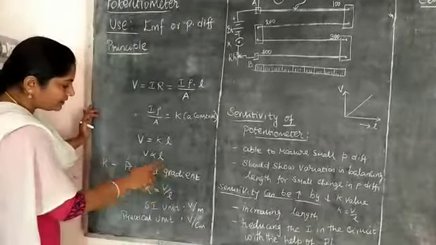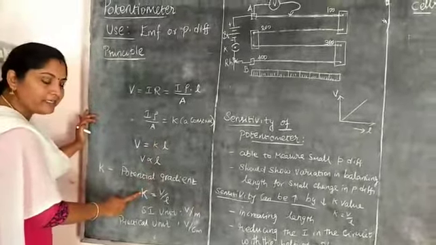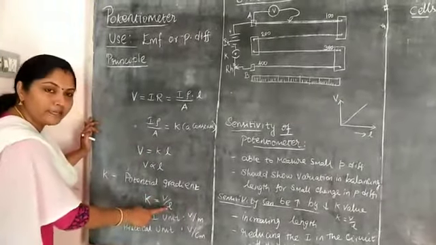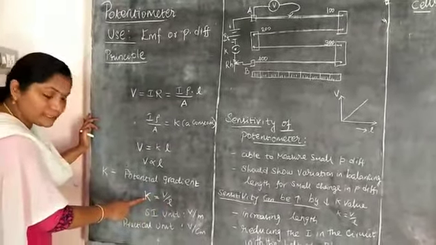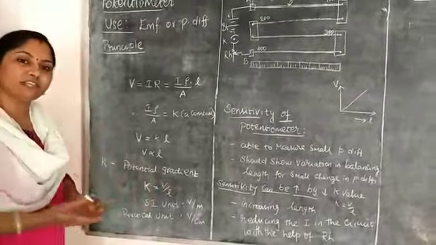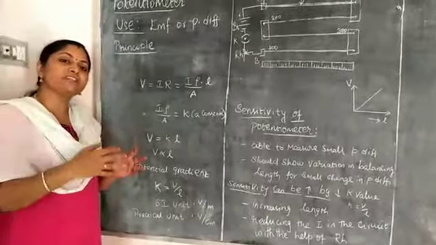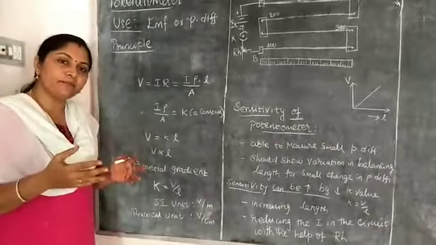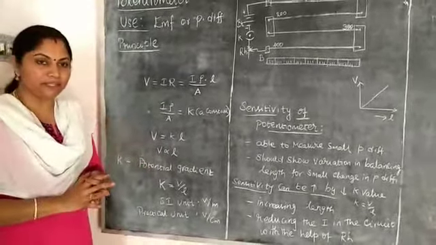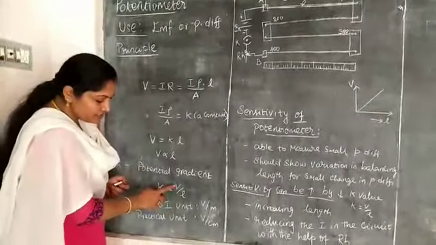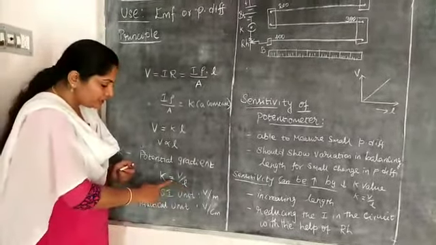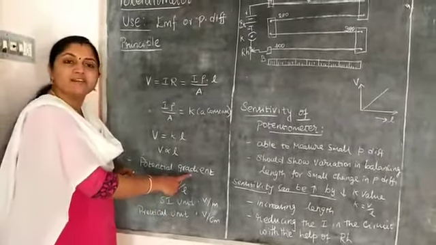Okay. So see here, what is the expression for potential gradient? L is cross multiplied here, so we'll get V by L. The expression for potential gradient is equal to V by L. And we can state the definition from this expression: the potential gradient is defined as the potential drop per unit length of the potentiometer wire. Potential drop per unit length of the potentiometer wire gives the value of potential gradient.